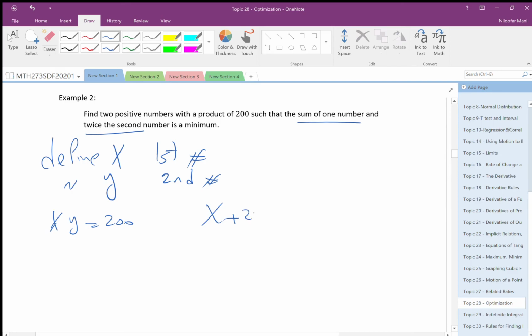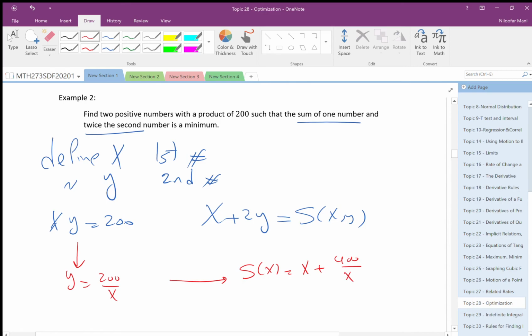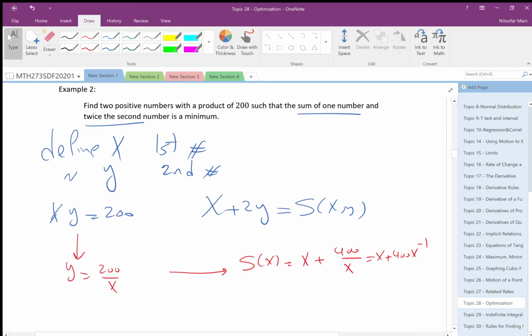What else do I have? x plus 2y, and I want to make it minimum. So it is S, same as that question. But I have x and y, so I find y from here. y is 200 over x, and I substitute here. So I have S(x) is x plus 400 divided by x, which is x plus 400 x to the power minus 1. Okay, good. So I have my equation.